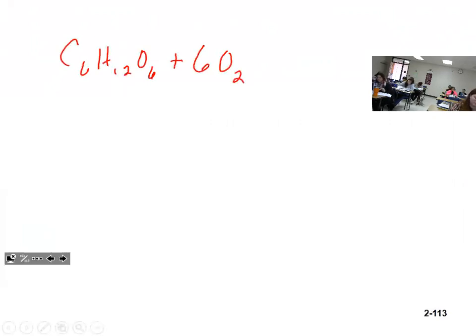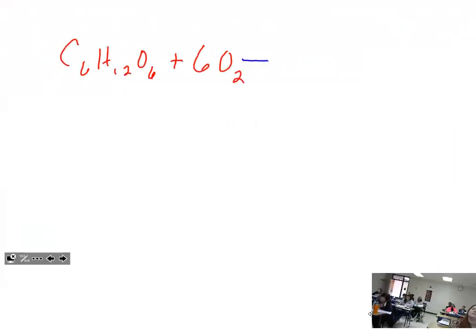Now, if I were to tell you that inside of our cells, we can rearrange these molecules. Didn't you say we can do some things like that? We can do all kinds of things inside of our cells and end up with 6, what is that? Carbon dioxide, 6 carbon dioxide, and 6 what?